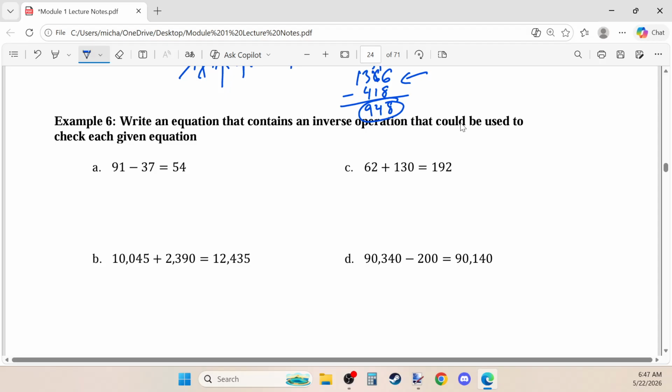Write an equation that contains an inverse operation that could be used to check each given equation. So we use the inverse, so that's addition. We take these two numbers and see if they add to get this one. 3, 7, 5, 4.